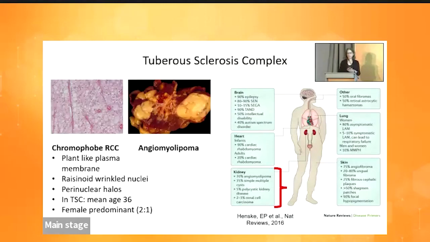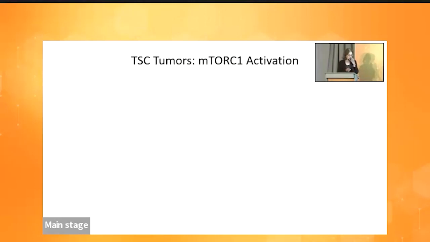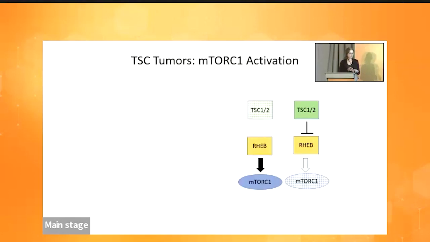Average age is 36, and they have a female predominance of 2:1, and they've even been described in children. So in TSC, the conventional understanding is that the TSC1 and TSC2 proteins function as a heterodimer to inhibit the small GTPase Rheb, which is required for the activation of mTOR complex 1, so that in tuberous sclerosis deficient tumors, there's hyperactivation of Rheb and activation of mTOR.